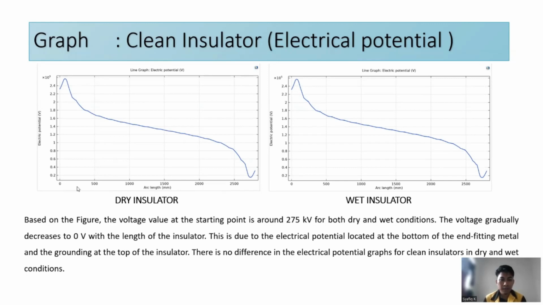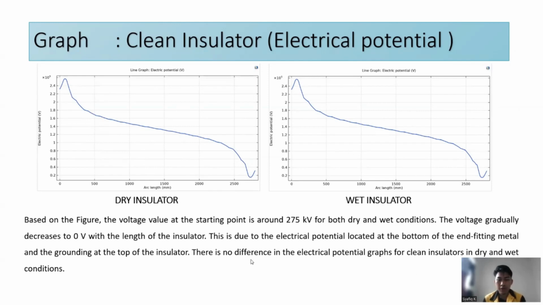So as you can see, as the length approaches from 0 to 2700 mm, we can expect that the voltage decreases linearly with the increase of the length. In both the dry and wet situations, there is no difference.